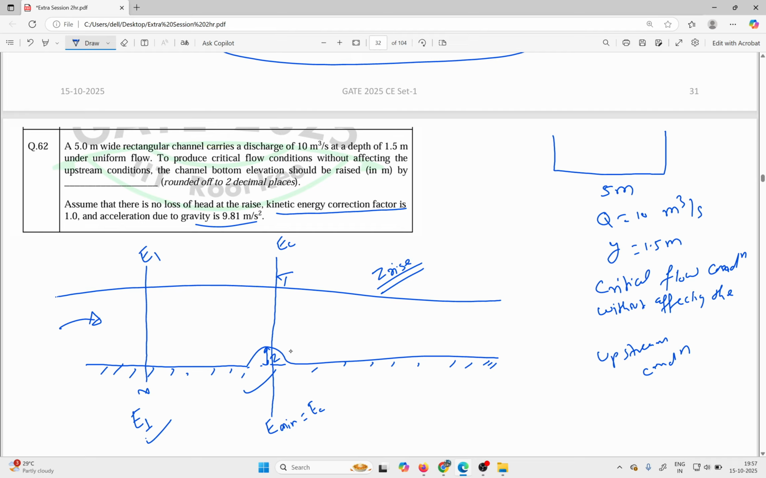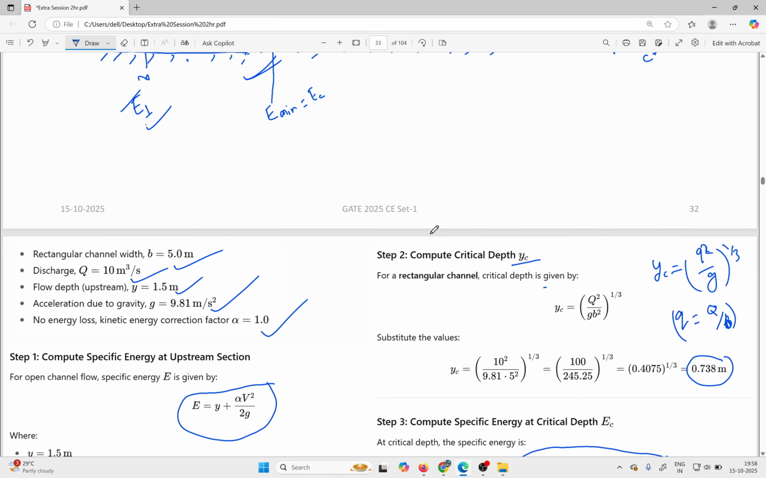Because under any condition, the energy at that place and that place will be the same. But as we are increasing this Z value, we also consider it, because we write Ec plus Z is equal to E1, where Z is the rise and E1 is the energy at both places. So like that, just think on that. This is the way of approaching such types of questions.